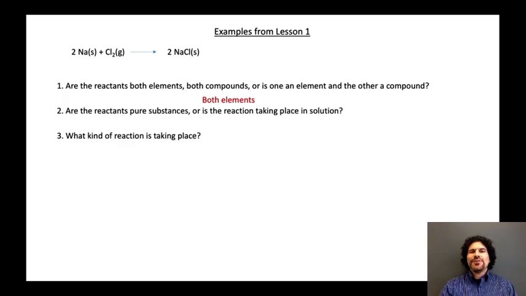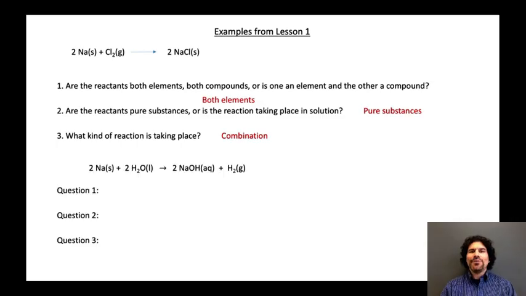Secondly, the question is, are they pure substances, or is the reaction taking place in solution? What you need to be looking for here is, do you see an aq anywhere next to either of the reactants? I don't. We know that sodium in its pure form is a solid and chlorine in its pure form is a gas. So this is a reaction taking place between pure substances. And then what kind of reaction is taking place? This is a combination reaction. You're taking 2 starting materials and combining them to give a product. And again, with the equation properly balanced, all of the atoms in the starting materials end up in the product.